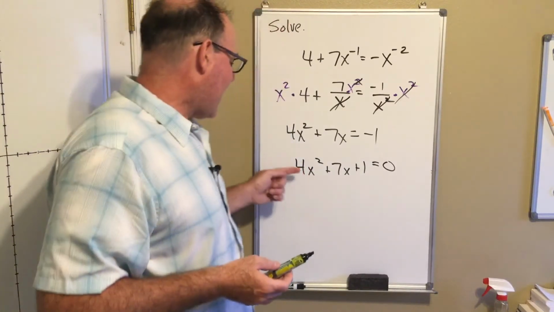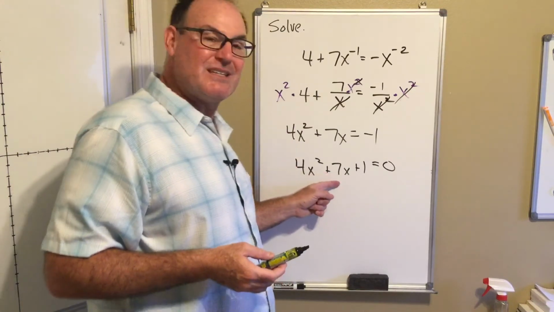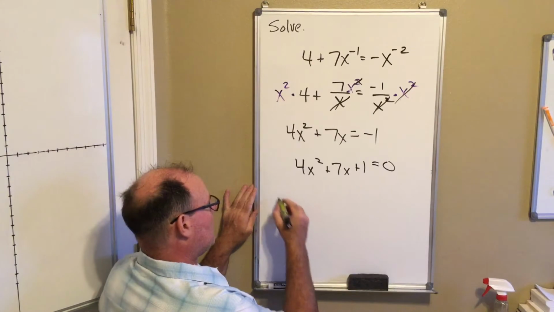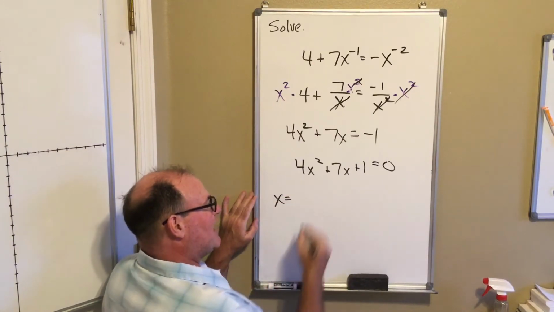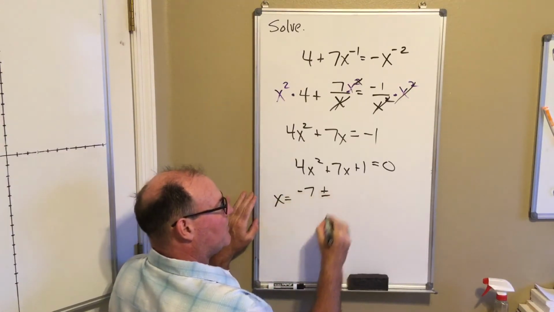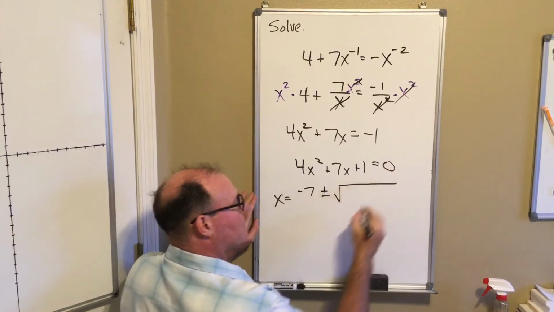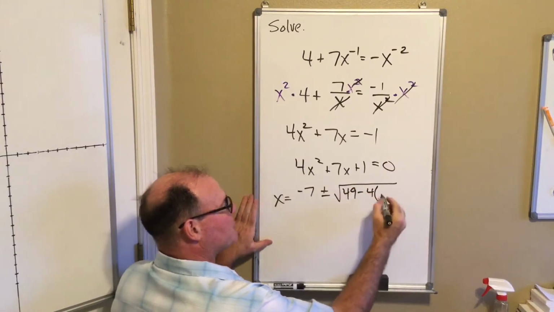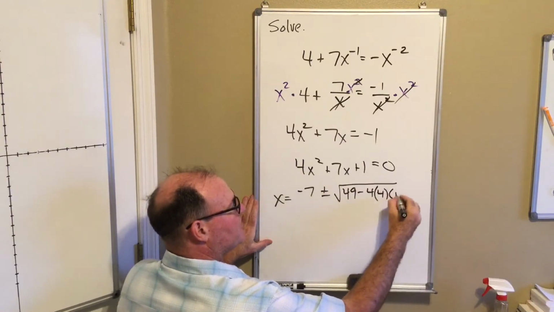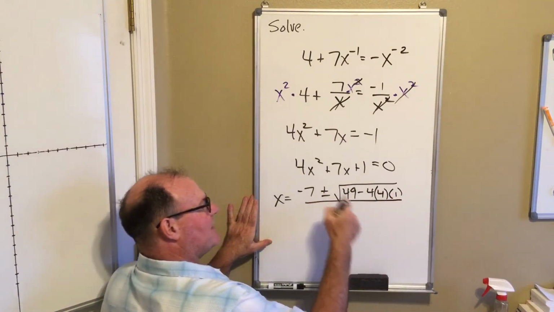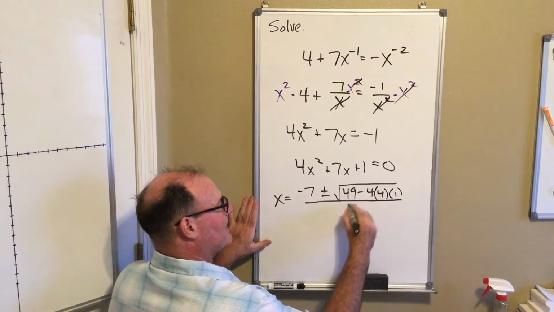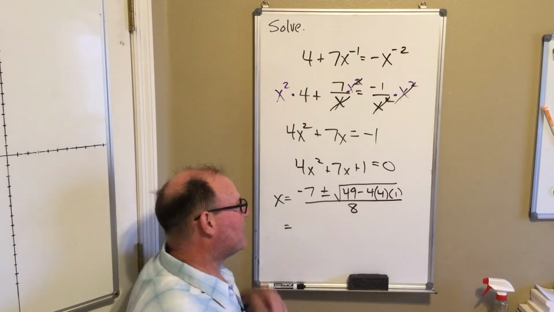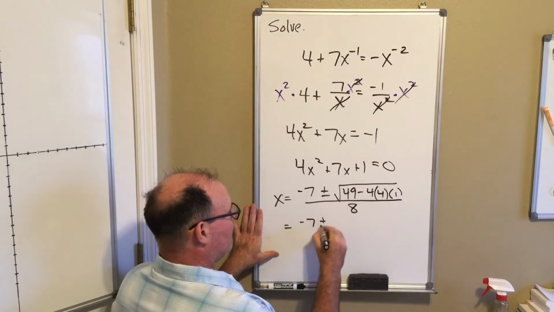With my value of A is 4, my value of B is 7, my value of C is 1. So here goes. Negative B is -7, plus or minus the square root of B squared is 49, minus 4 times A, which is 4, times C, which is 1. And all of that is over 2A. 2 times 4 is 8. The rest of this is arithmetic that I hope you're comfortable with. And so I have -7 plus or minus.